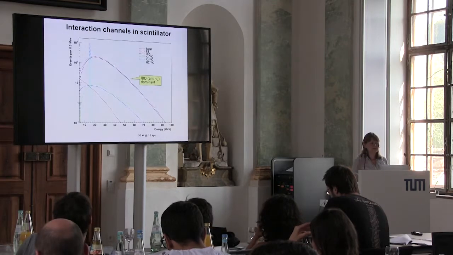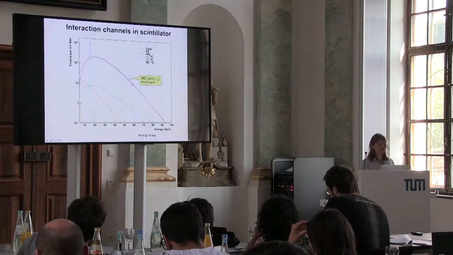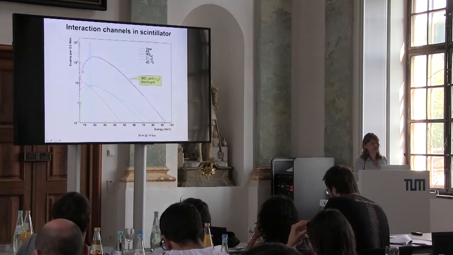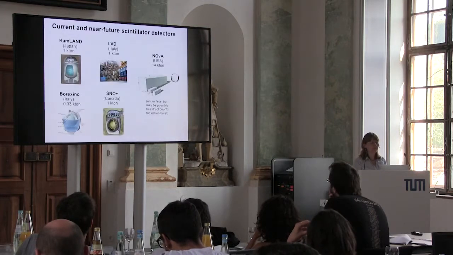And this is a cartoony kind of plot of the interactions you would get in scintillator. The thing to notice on this plot, which is the spectrum of observed energy, is that the total is the pink, and the black is inverse beta decay, which is very much dominant. This interesting spike is actually a neutral current channel, which would be very nice for seeing the total energy of the supernova.